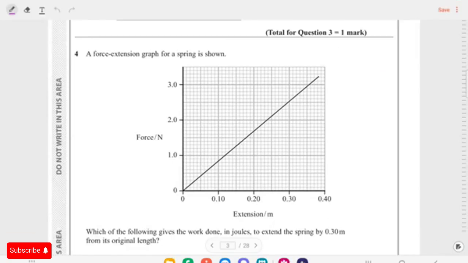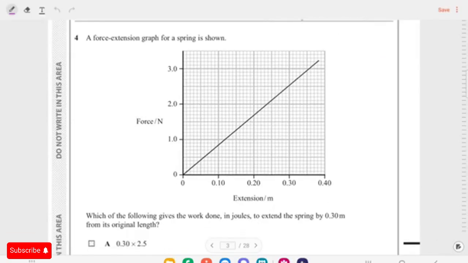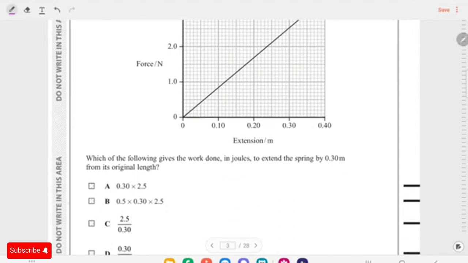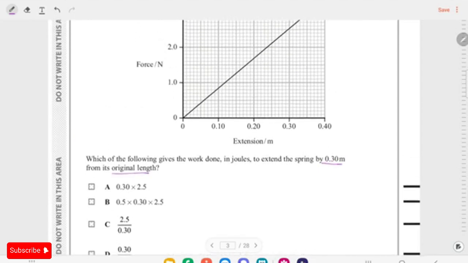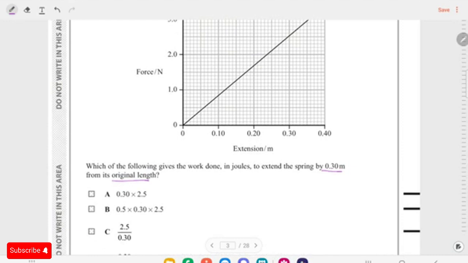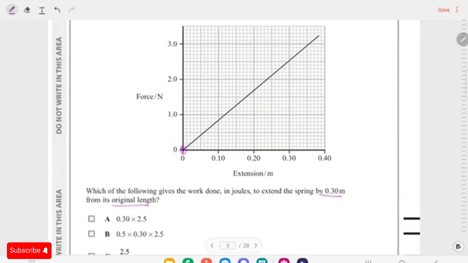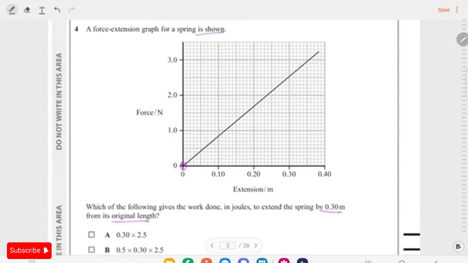So question 4, a force extension graph for a spring is shown over here. Which of the following gives the work done in joules to extend the spring by 0.3 meters from its original length? Okay, so obviously at original length the extension is 0. So this is where the original length is actually. And for the extension at 0.3, this is where 0.3 is. We need to find out the force at this point.